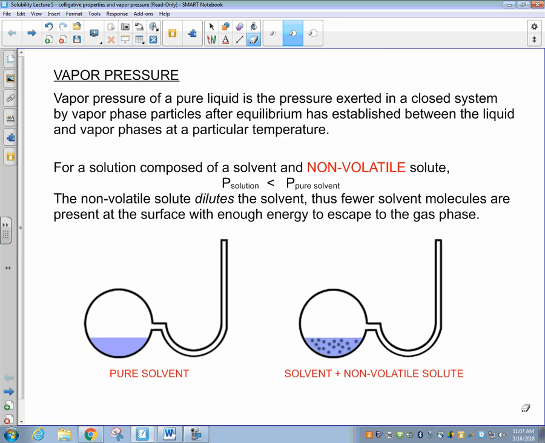All right, ladies and gentlemen, today we're going to be talking about vapor pressure. And first here, we'd like to go ahead and have a look at a manometer system in which we have a volatile solvent present in a closed-end manometer.